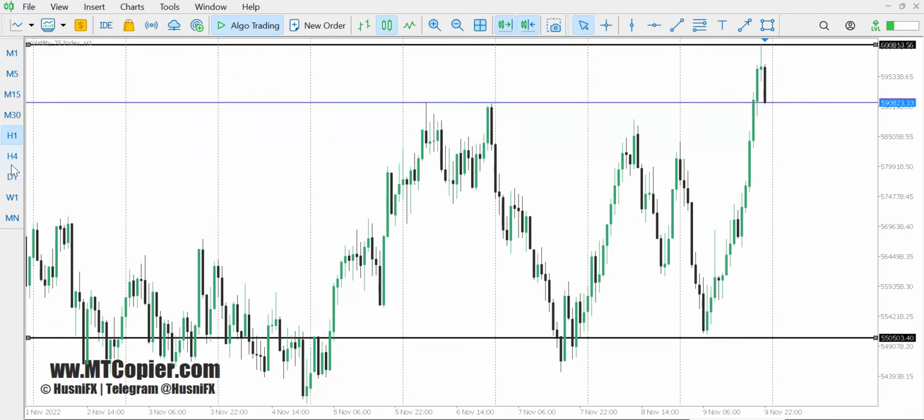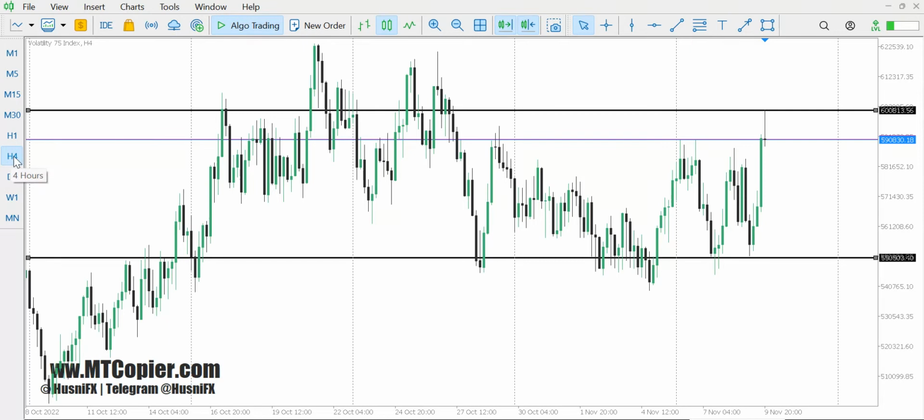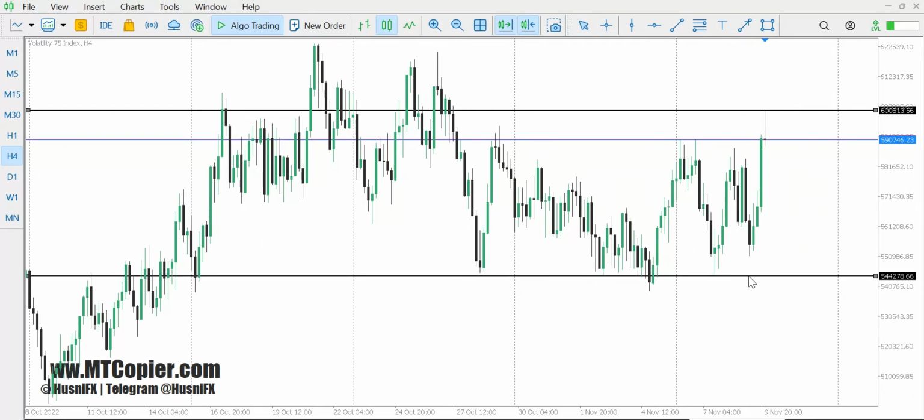From the 4 hour, when I click 4 hour, what will I see? It's a week. So when I click for the week, this is the low of the week, okay? So this is 1 week. From here till here till here, it's 1 week. So from this line to this line, it's 1 week. When I click 4 hour, it's 1 week. So when I click the daily, it's a month.